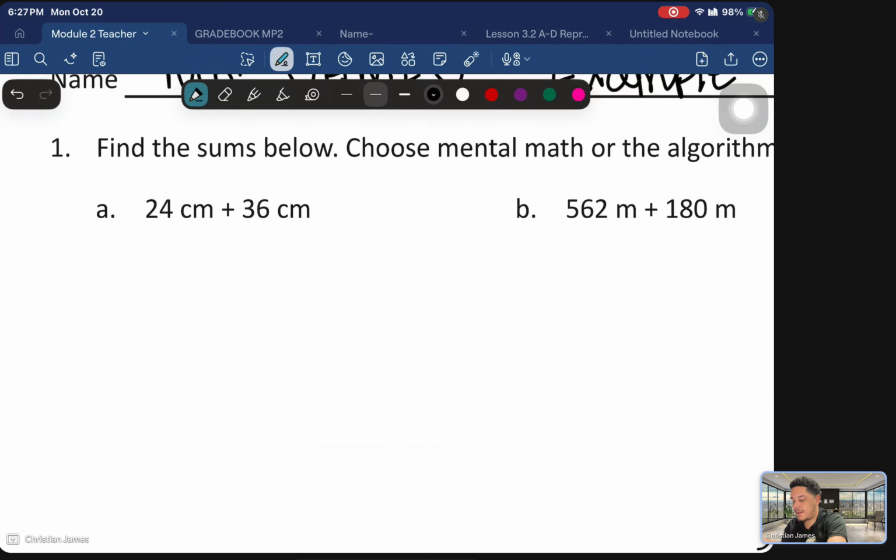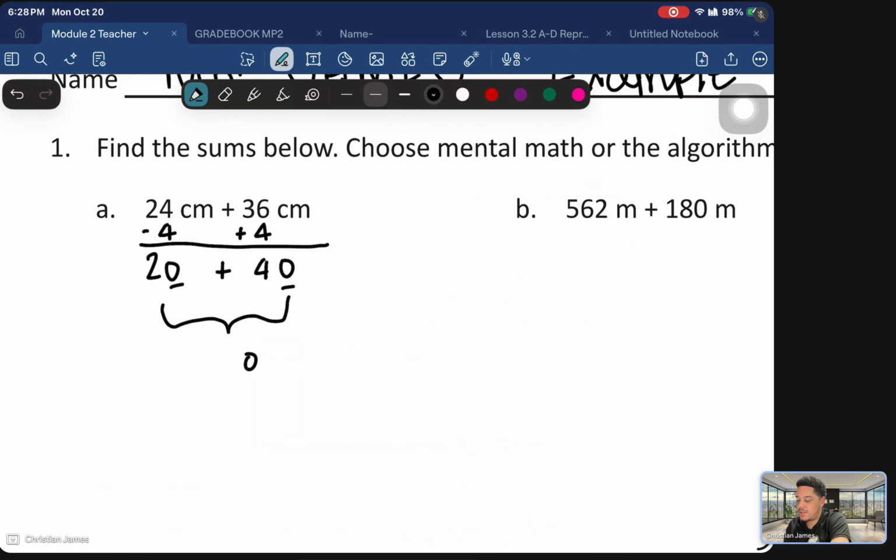So first things first, I'm going to do 24 plus 36. Now, I can use standard or I can use mental math. I know that a friendly number for 24 would be 20. So I can turn this into a 20 by taking away 4 on this side, and I'm going to add 4 on this side. So now you have to do 36 plus 4: 37, 38, 39, 40. Now this becomes 20 plus 40. 0 plus 0 is 0, and 2 plus 4 is 6. So my answer will be 60 centimeters.